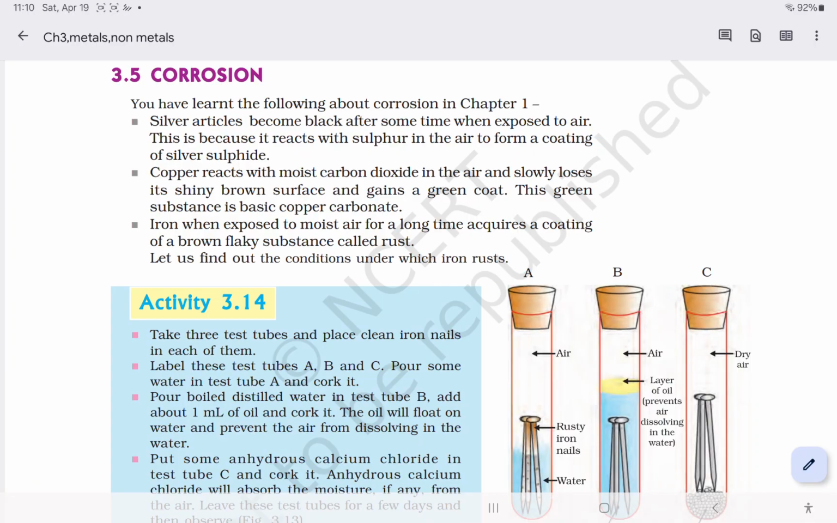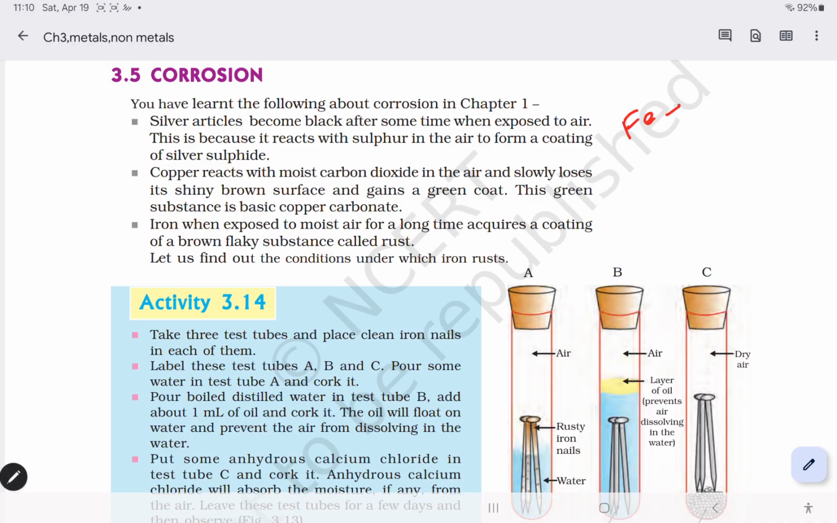What is corrosion? It is a gradual destruction of metal by chemical reactions with substances in the environment like air, moisture, acids, etc. A common example is the rusting of iron. When iron reacts with oxygen and water from the air, it forms iron oxide. That formation of iron oxide is nothing but rust. So you can show that reaction like this.